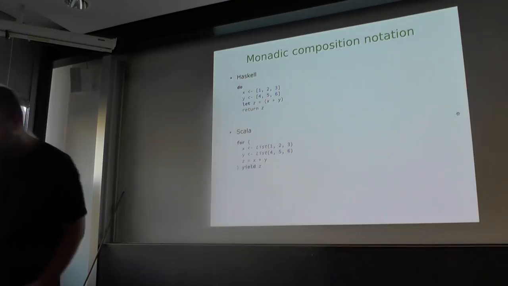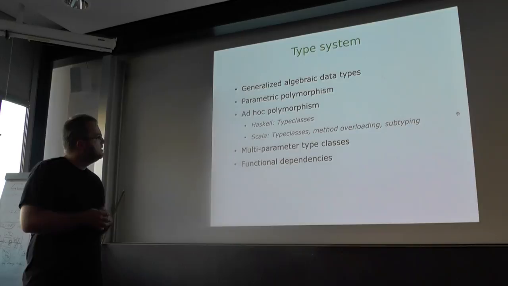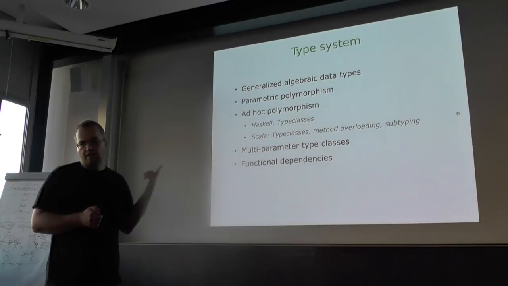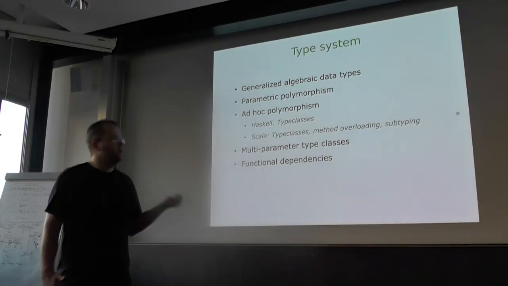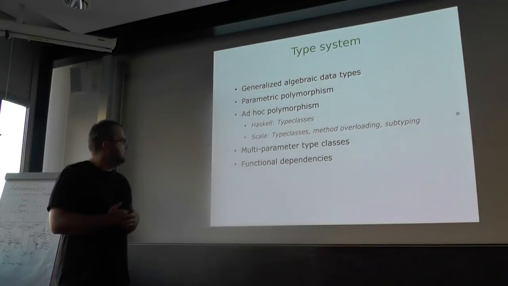So now we have the code examples, because that's probably a bit long, but also concerning the type system. These languages support generalized algebraic data types, parametric polymorphism, ad hoc polymorphism. Here the situation is slightly different. In Haskell, ad hoc polymorphism, as you know, is primarily achieved by using type classes. And in Scala, you can do type classes, but there is also, again, the object-oriented infrastructure available, so you can do standard method overloading, subtyping, all these things. Multi-parameter type classes are also available, and functional dependencies can be done a little more verbosely than in Haskell, but it's possible.